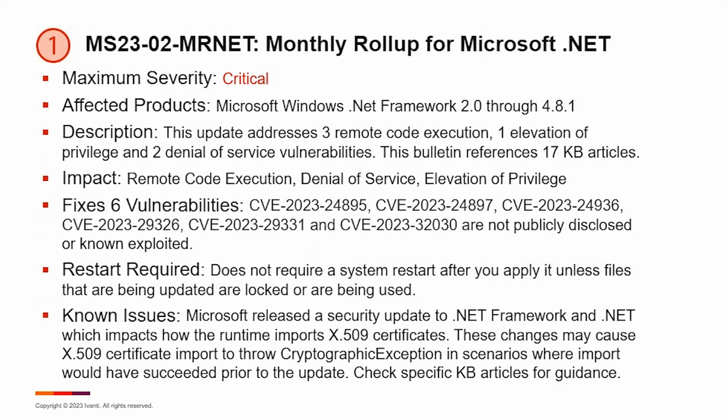We did see the monthly rollup for .NET this month, the framework version. They were updates all the way from 2.0 through 4.8.1. Usually we see 1 or 2 vulnerabilities, and usually they're important. But this month we saw 6 vulnerabilities addressed. Some of them were rated critical. Interesting to note that 3 of these were around remote code execution, 1 around elevation of privilege, and 2 denial of service vulnerabilities. What's interesting is they did report a known issue.